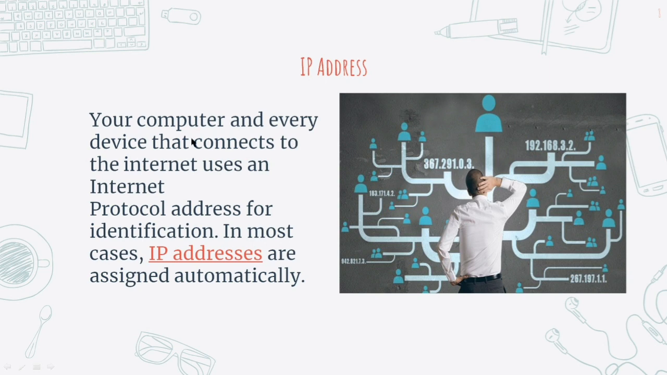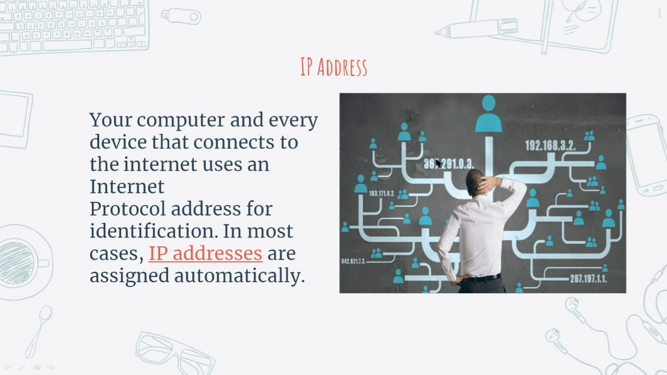Okay, IP address. Each computer has an IP address, internet protocol address. Like in the internet, there are many people connected. How to identify each other? Using this IP address, like these numbers, 192.168.3.2.1.0, something like that. If you are using router for Wi-Fi, so you can just type IP address to access your router and change the setting from there.